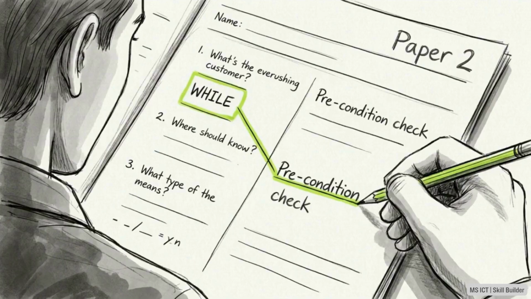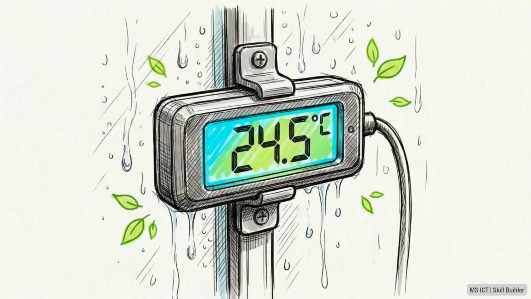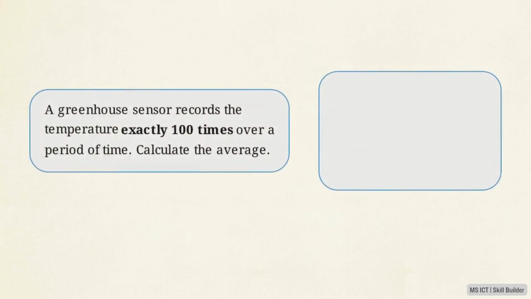Matching your loop choice to the moment the condition is checked, start, end, or automatically, removes the most common structural errors found on paper 2. Consider an exam scenario where you must read exactly 100 temperatures from a greenhouse sensor array. This scenario defines a pre-known limit. The phrase exactly 100 requires a count-controlled approach.